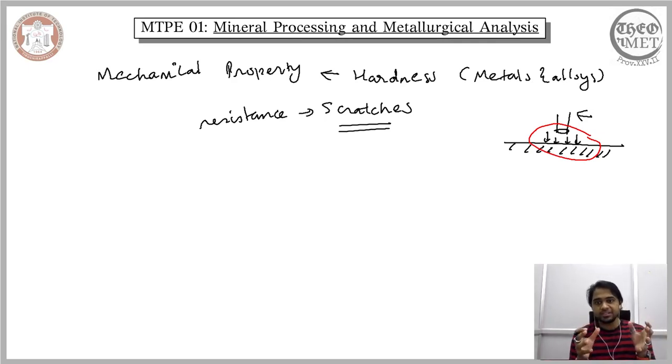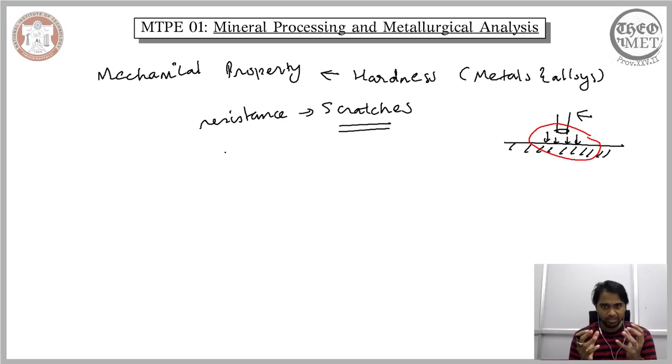So instead of considering indentation, instead of considering local plastic deformation, this scratch hardness is what we determine, or what we are interested in when we are considering minerals. Unlike metals and alloys, wherein we are focused on indentation, indenters, local plastic deformation, in minerals we are focused on the resistance offered by the minerals to scratches. So we want to understand how much resistance to a given scratch, or given form of scratch, a mineral has.